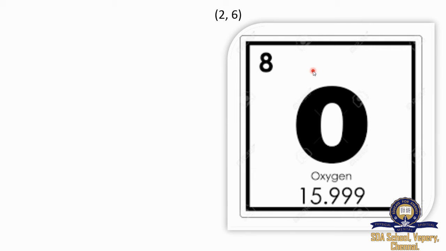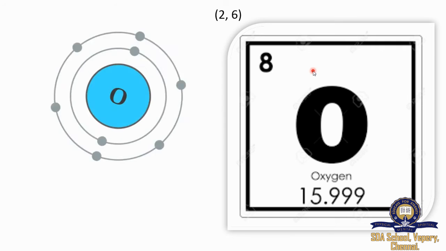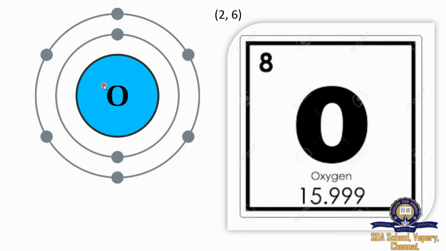So it can be geometrically represented as this. This is the nucleus, and the first shell contains 2 electrons, and the outermost shell contains 6 electrons. So here we can see that there are 6 electrons in the outermost shell of the oxygen atom. These 6 electrons are called valence electrons.